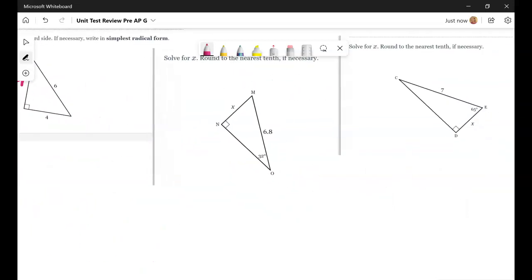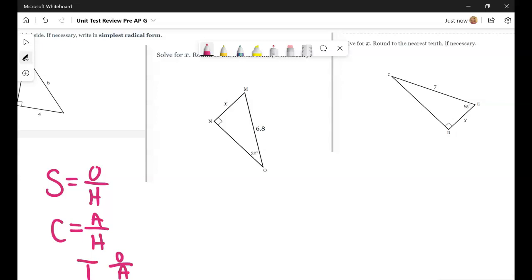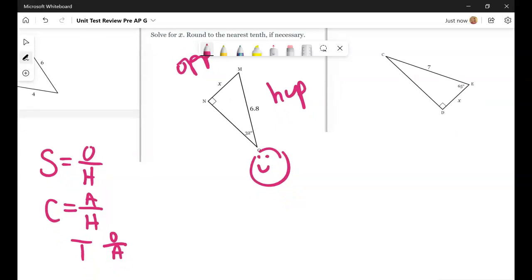Solve for x here. Remember, sine is equal to opposite over hypotenuse. Cosine is equal to adjacent over hypotenuse, and tangent is equal to opposite over adjacent. I'm going to put smiley at this angle. This is my opposite. This is my hypotenuse. That tells me that I'm going to be using the sine.